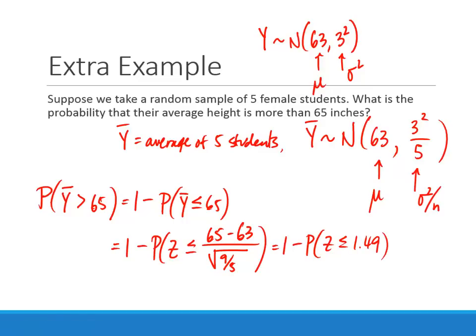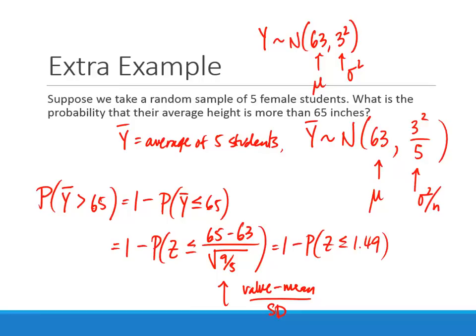Okay, so I'm just standardizing the same way: value of interest minus the mean, divided by the standard deviation. The standard deviation now is sigma over the square root of n, or the square root of sigma squared over n, instead of just plain old sigma. So it's the same standardization as we saw before, just the standard deviation is different now.